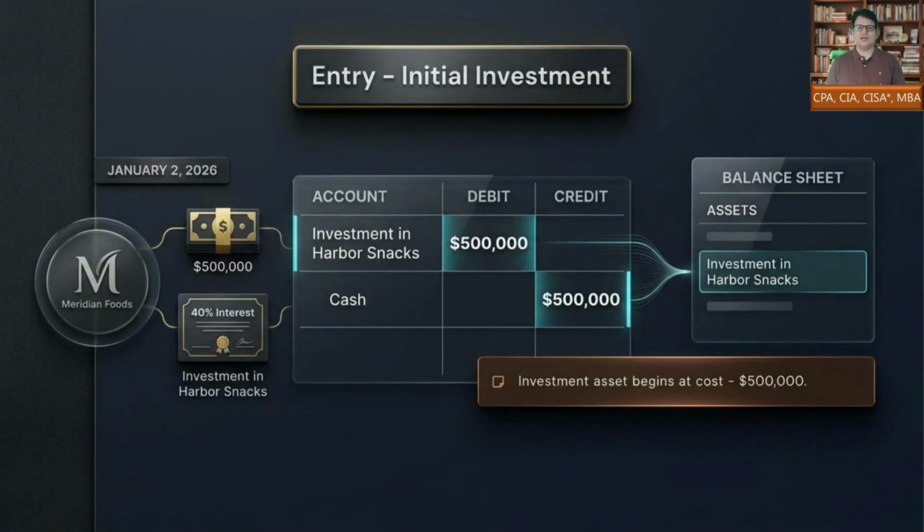The cost is $500,000 cash paid on the acquisition date. The entry is debit investment in Harbor Snacks for $500,000 and credit cash for $500,000. The economic effect is simple. Meridian now has an investment asset and cash has decreased. There is no income statement effect at the purchase date. This is important because buying the investment does not create income. It only establishes the starting carrying amount for equity method accounting.